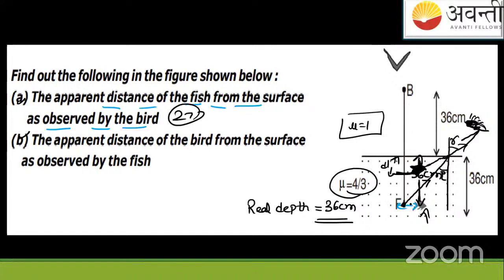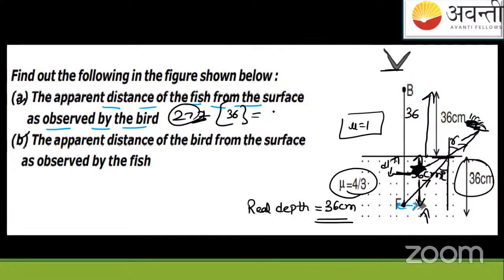Fish का actual depth कितना है? 36 centimeter from this layer. But from this layer the apparent depth is 27, so it's less than 36. We know it will be above. अब bird को कैसे लगेगा? What is the distance of the fake image of this fish from the bird? वो कितना होगा? We'll add this 36, the height at which the bird is flying above this layer separating two mediums, plus the remaining fake depth 27. This will give you the complete answer.